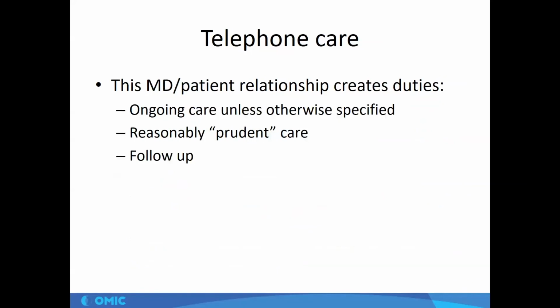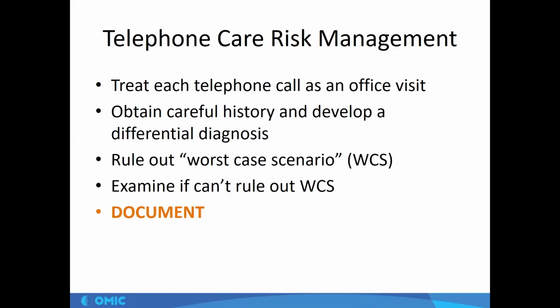So there's a relationship created. What do you do? You have a duty of ongoing care unless otherwise specified. So you're saying, okay, this patient sounds like the patient had a severe chemical burn. I can't treat this. Go send the patient immediately to a university hospital. You're expected again to provide reasonably prudent care, drive the conversation, make sure you're satisfied with all the information you get, and then follow up.